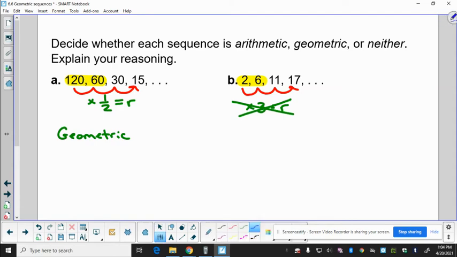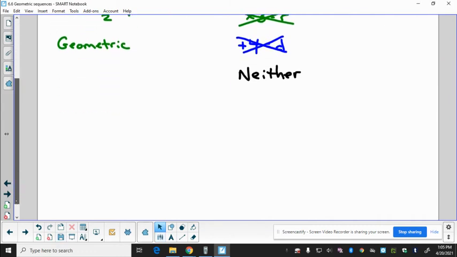Is there another pattern? What if we subtracted the first two numbers? 6 minus 2. That would be 4. Is that the common difference? Will that work? 2 plus 4 is 6. 6 plus 4 is 10. No, it's not arithmetic either. All right, I know what this is. This is neither. There is no distinct pattern for this. Neither. Okay?